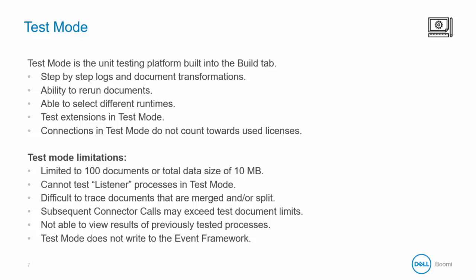Now, for as helpful as test mode is, it does have some limitations. There is a limit of 100 documents or 10 megabytes of total data size. Also, you cannot test a listener process in test mode. And when working with batches, it might be difficult to trace, and you could actually split the document into so many that it exceeds your limit, in which case you will error out. But let's leave this slide on a high note. One great thing about test mode is that there is no licensing impact. So you can try out any connection without concern about purchasing additional licenses.